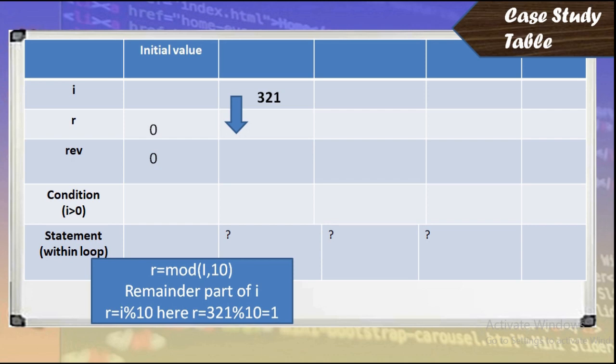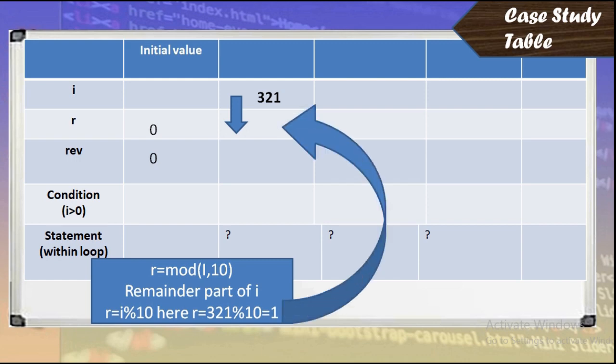Now as shown here in a tabular format, the first row is for the values of input variable I. The second row is for the variable R, which is used for storing remainder values. The third row is for the variable rev, which is used for storing the reverse number, which is the output variable. Initial values of R and rev are 0.